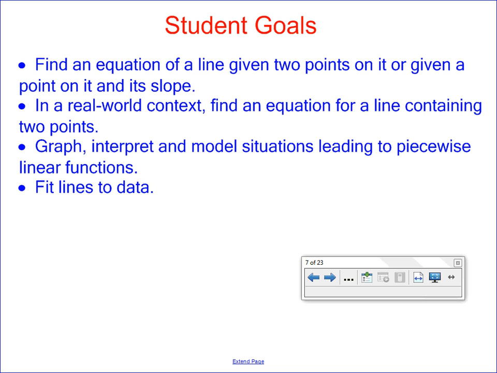We'll graph, interpret, and model situations leading to piecewise linear functions. So on our practice today, where we're going to earn up to 5 stamps working in class, you're going to have an opportunity to write some linear equations. And lastly, fit lines to data, which is a super powerful tool that will allow us to take real-world data, develop a linear model for that data, and then use our model to make interpretations or predictions outside of our realm of data. And so that's super powerful.